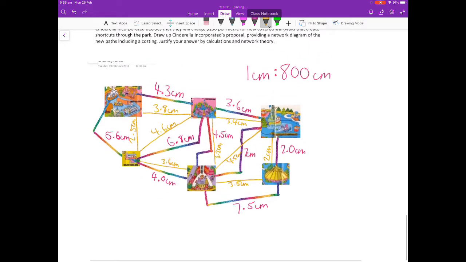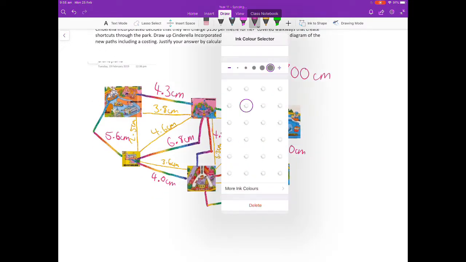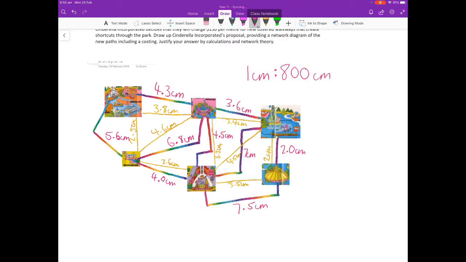Once you've got all your lines, you're adding in your distances, so measuring the length of your lines. Of course, once we have these distances, we're then going to need to have a new network diagram with each of them.